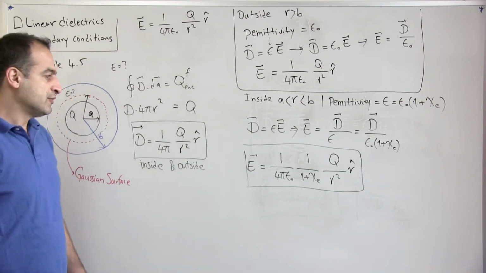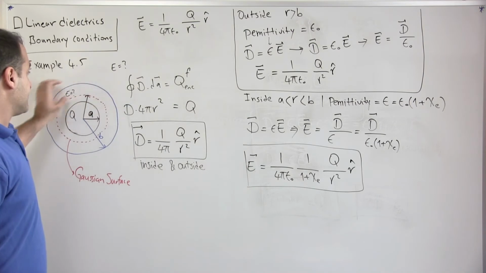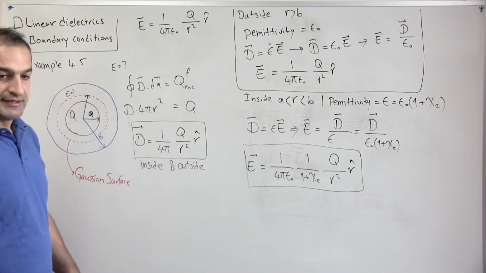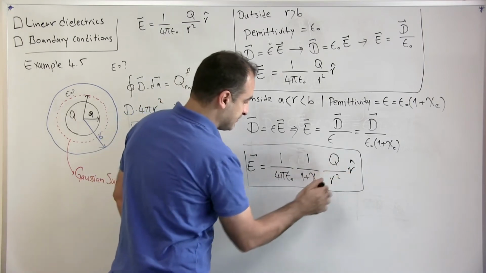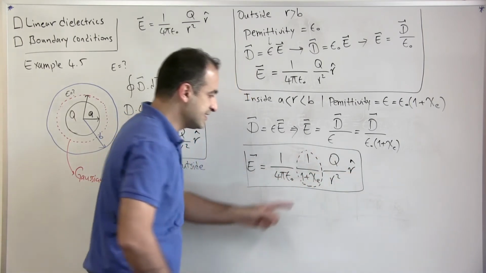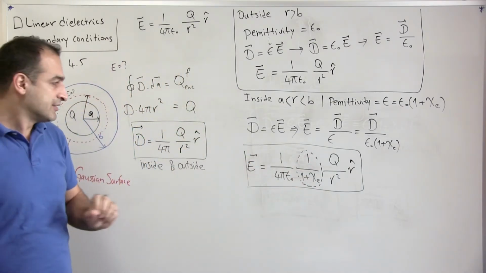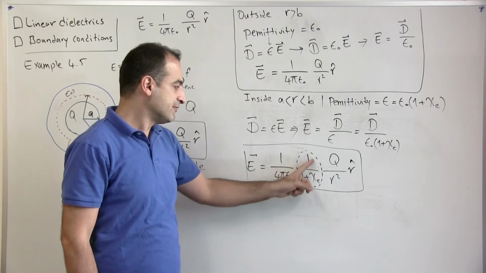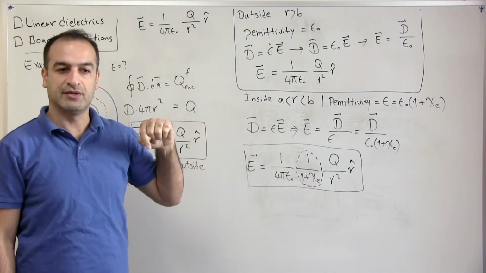So what would have been the electric field if there was no dielectric material here? We would have the same term here, but not having this. So this is basically the effect of the dielectric material. Can you guys tell me this ratio, 1 over 1 plus chi, is it greater than 1 or smaller than 1?